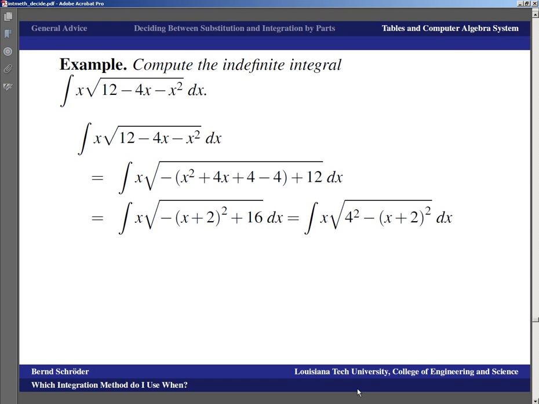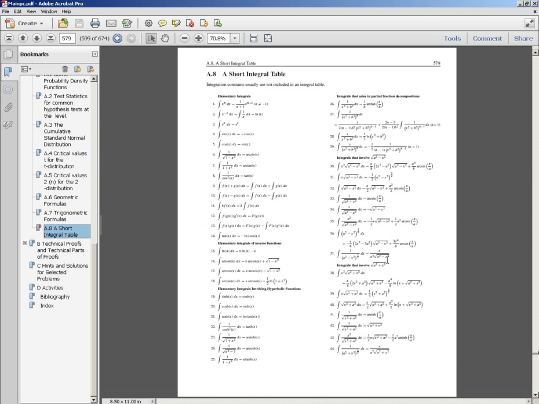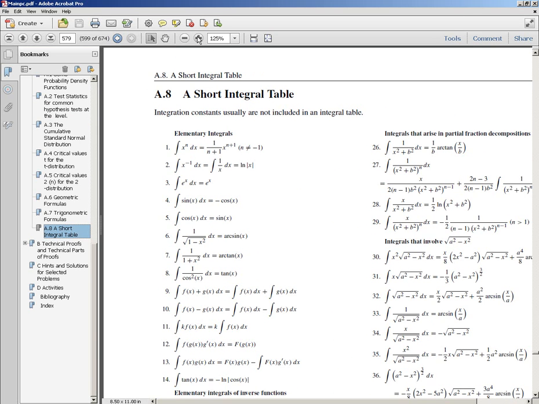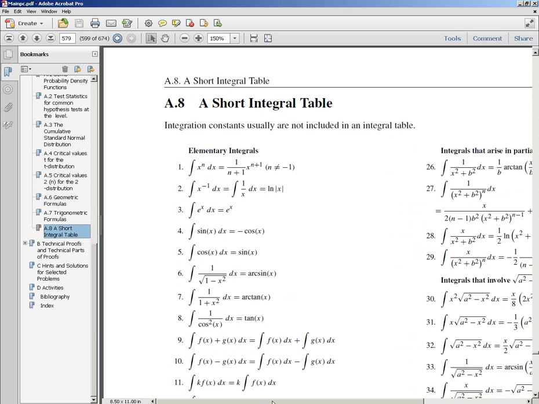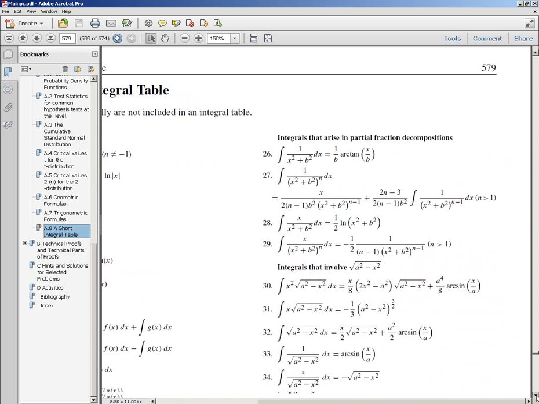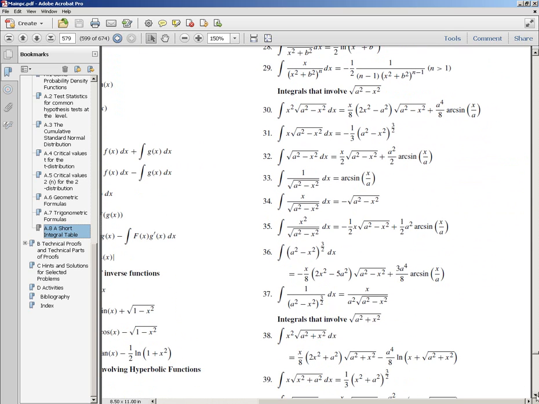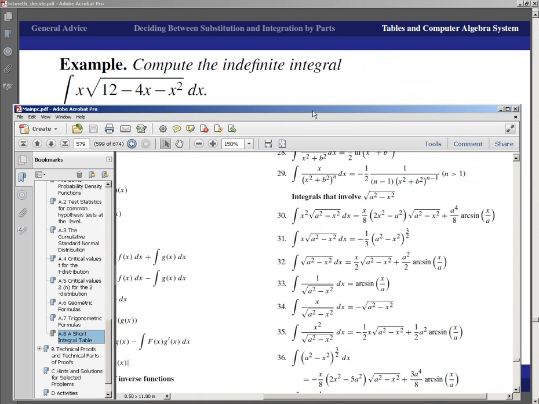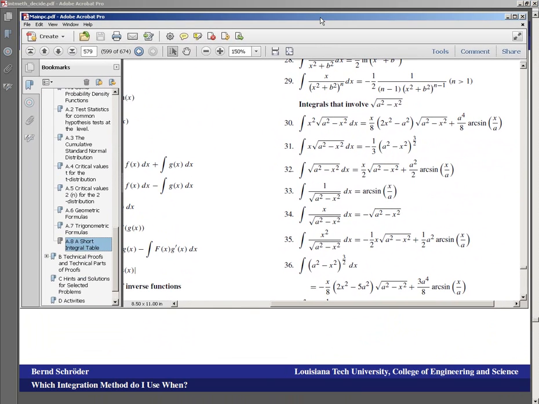So we're actually looking for integrals that involve the square root of a squared minus x squared. So now let's magnify that a bit so that we can see what we want to look at. And we're looking at something that is like an x times the square root of a squared minus x squared. Well, that's right there. So let's pull that up here.